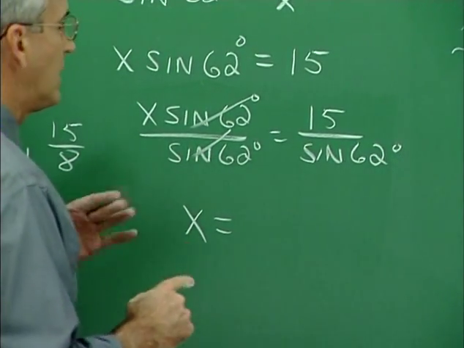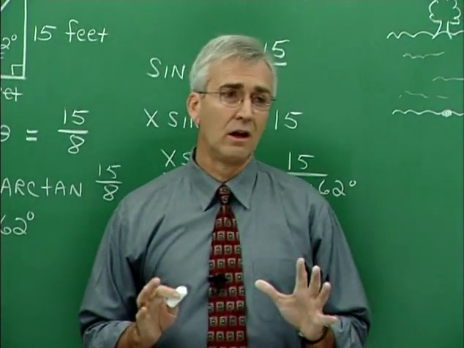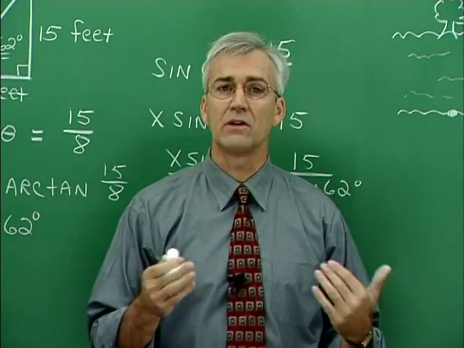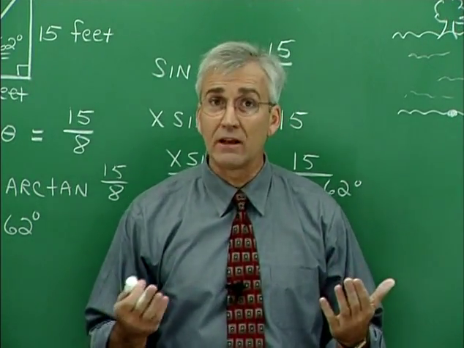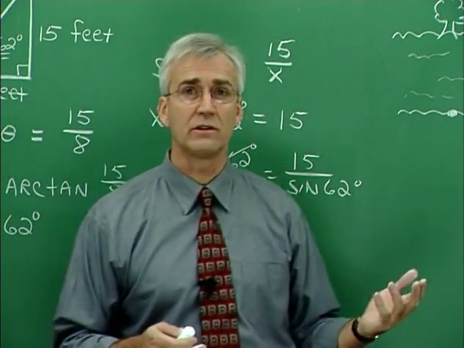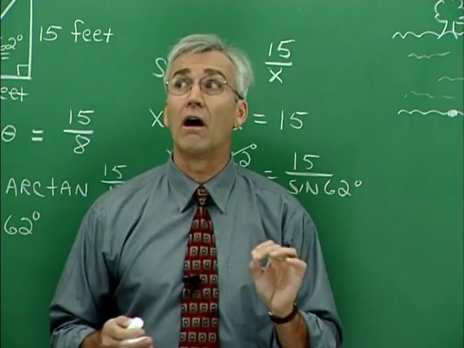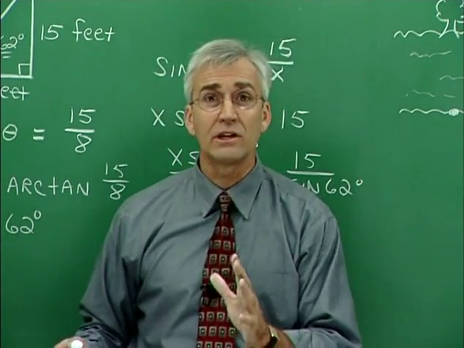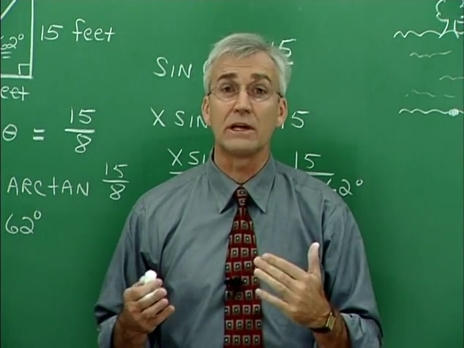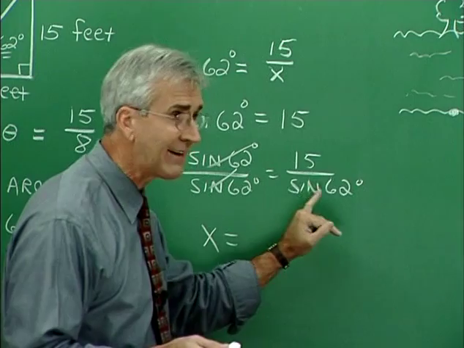Now, I do want to mention in this problem that I have created a situation where the value of x is not going to be exact here. The reason is because I estimated the size of the angle. The angle of 62 degrees was an approximation. It was exactly arctangent of 15 over 8. That's the exact value, but we approximated that angle to be 62 degrees. So we're using an approximation here, not an exact value.